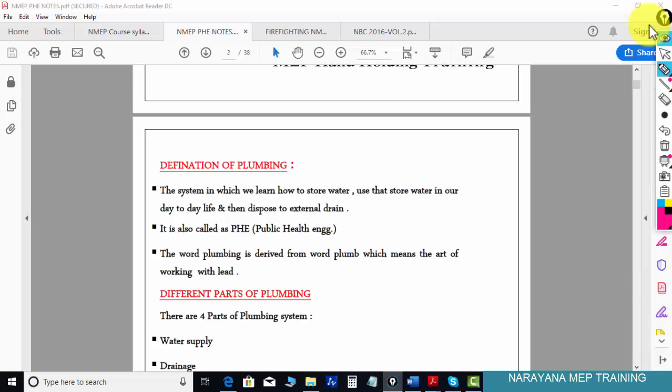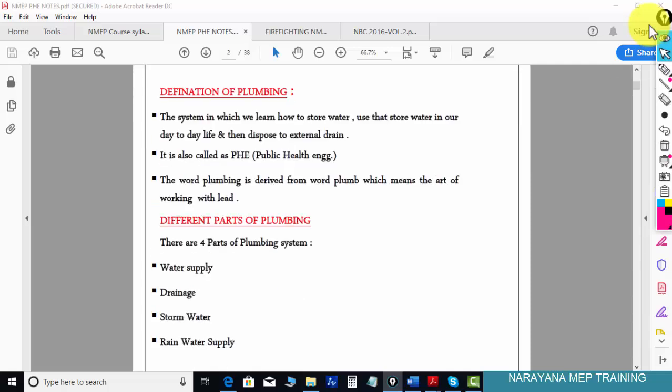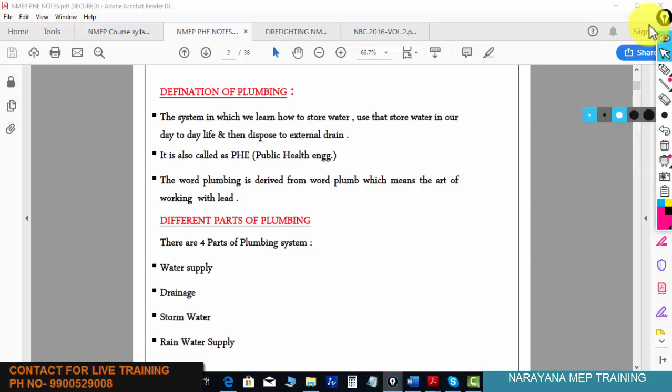So next is the different parts of plumbing. We will talk about plumbing; we'll not talk about PHE. PHE means the separate part I told you about, the treatment plants. In addition to plumbing, we have water treatment and sewage treatment. That we will discuss at the end. In plumbing it is divided into basically four parts. First is water supply, what you use in our day-to-day life. Water supply, uses of water, I mean directly we are using.